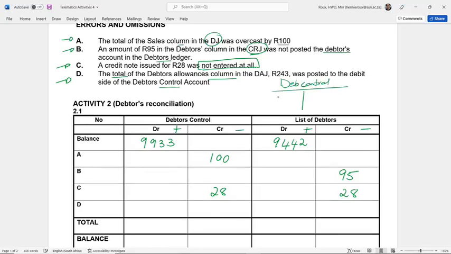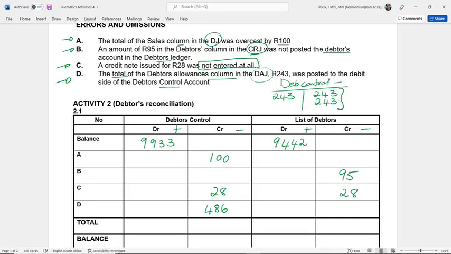We've debited that account with 243. If we just credit once, it means we're just cancelling that one. So we must credit with another 243. So we're going to credit that account with 486. If it's only once, then we just cancel the wrong one. We want a credit of 243 on the debtors control because it's in the DAJ.